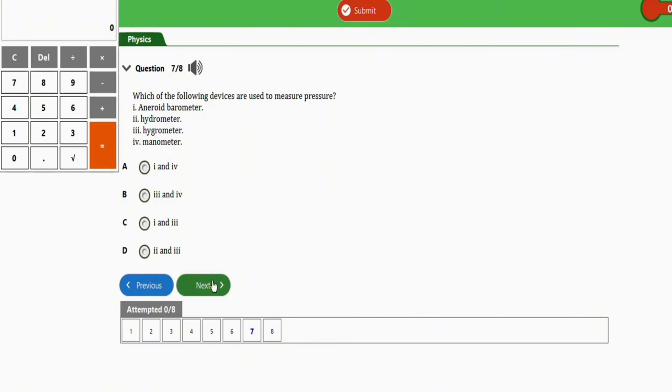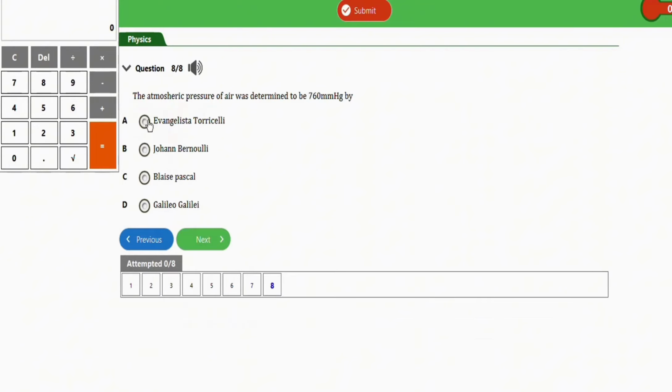The last one here is this question. It says, the atmospheric pressure of air was determined to be 760 millimeter mercury by who? We have Evangelista Torricelli. That's basically the correct answer to this question. No need checking B, C, and D. So take note of this particular question.